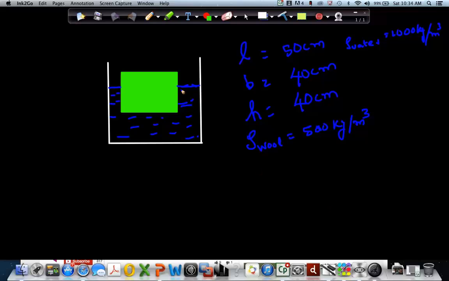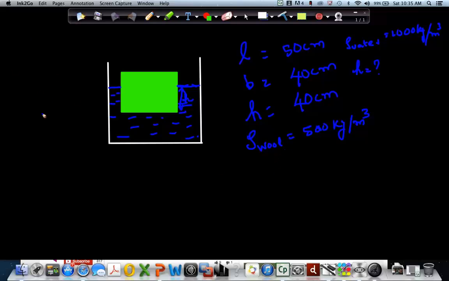What is asked is the height h of the portion of the wooden block which is immersed in water. What is this h? It is the height of the portion of the wooden block which is immersed in water. That is what you have to find. How do you do this?